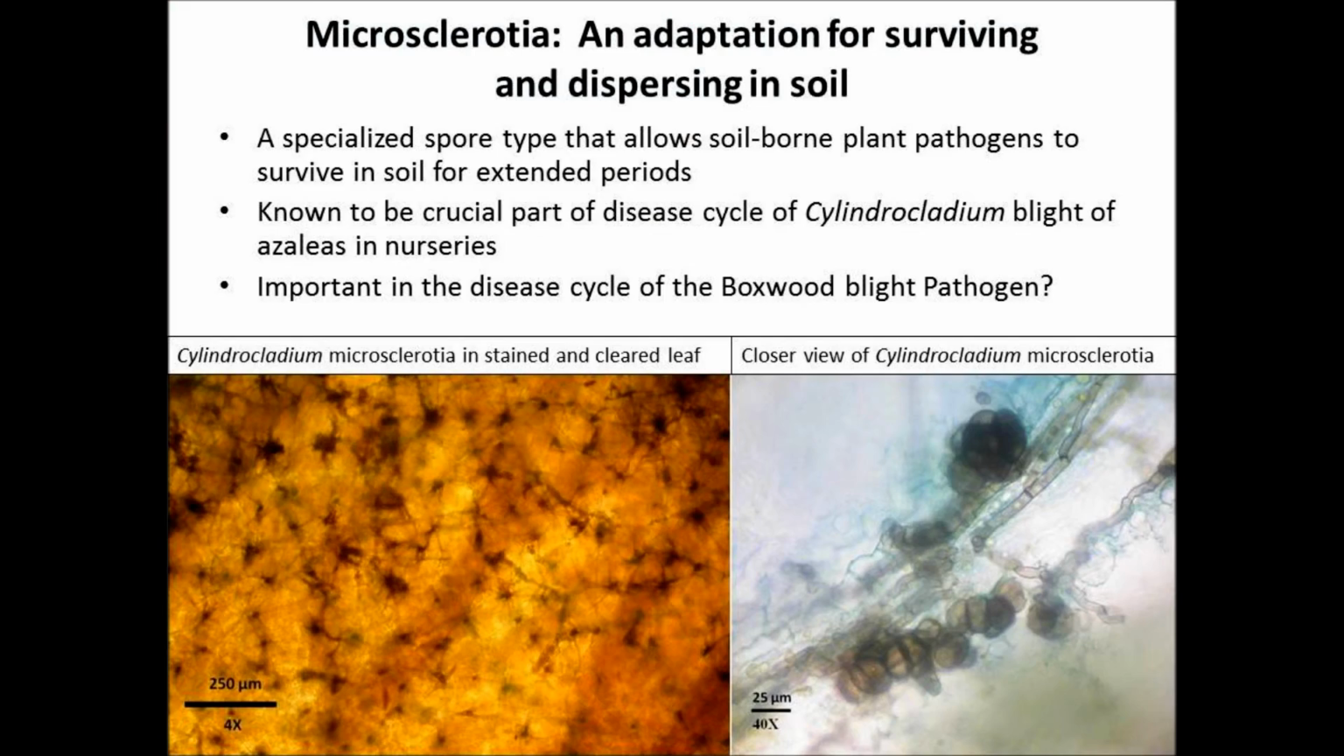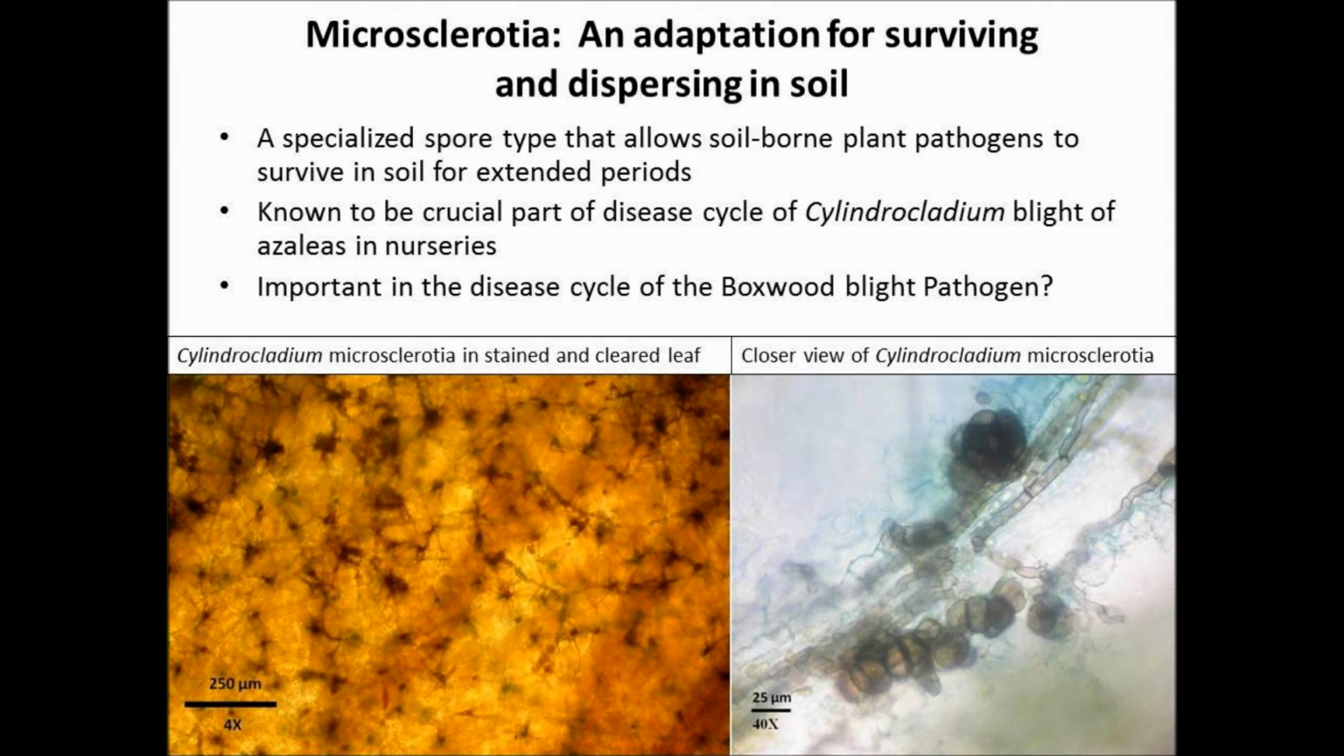One adaptation enabling soil-borne plant pathogens to survive in soil is the formation of specialized resting spores called Microsclerotia. Species of Verticillium, Rhizoctonia, and Cylindrocladium all produce these specialized structures. Cylindrocladium species have been reported to survive as long as 15 years in soil as Microsclerotia, creating a challenge for managing this group of pathogens.